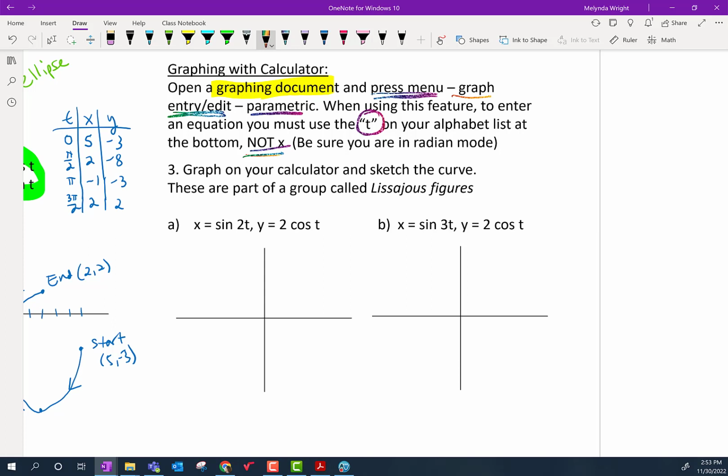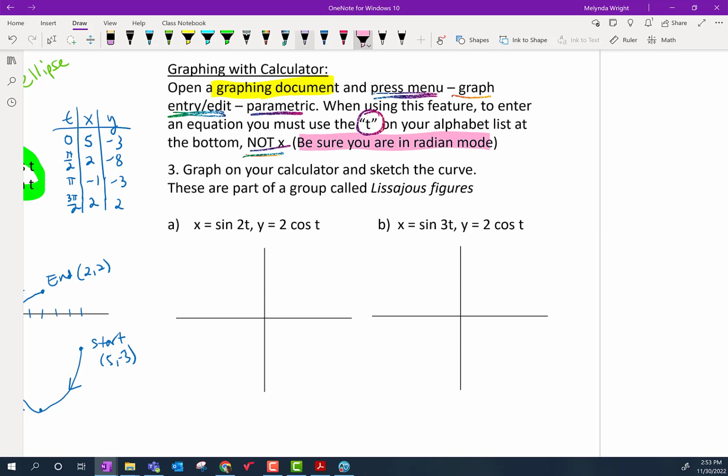The other issue is you have to be in radian mode. I'm just going to highlight it in pink. Be sure you're in radian mode. If you are not in radian mode, you're not going to be able to see the graph. So 2 things once you navigate there. Be in radian mode and use a T.